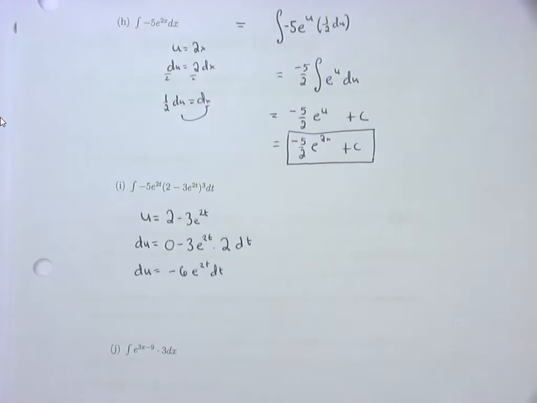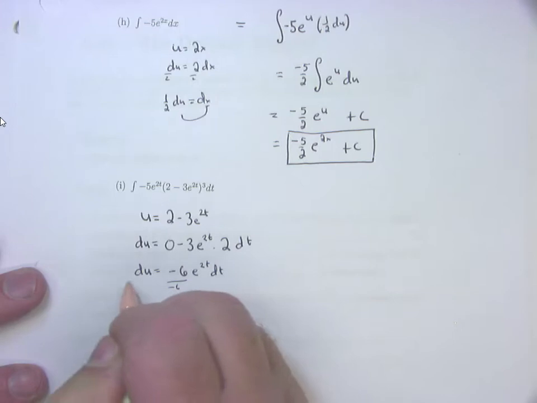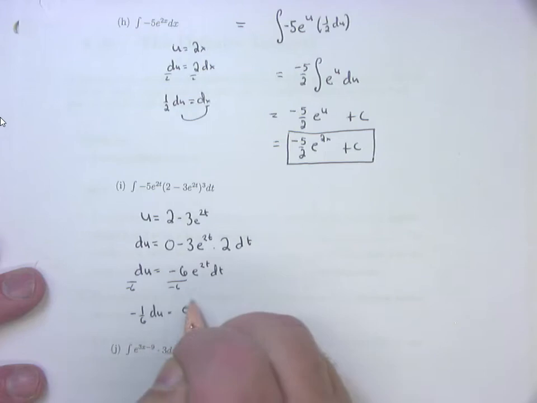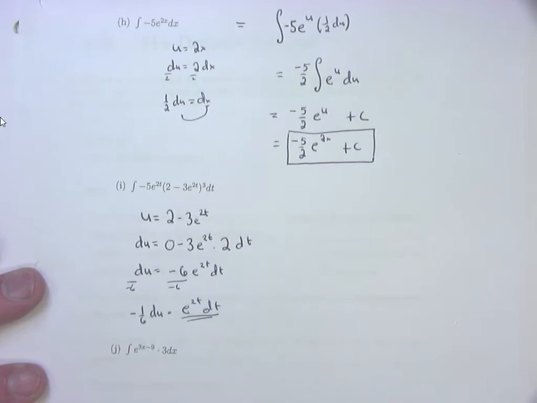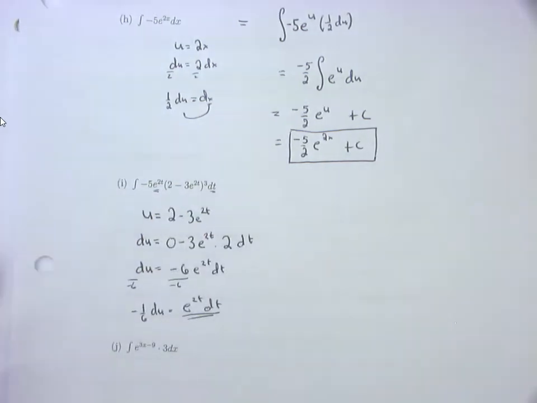Now, up to a constant. Move the constant over because you don't care about the constants. Move the constant over, and you end up getting this. Well, I'm going to divide both sides by negative 6. That gives me negative 1/6 du is equal to e to the 2t dt. Do you see an e to the 2t dt in this problem? E to the 2t dt, there it is. So you know you're on the right track.